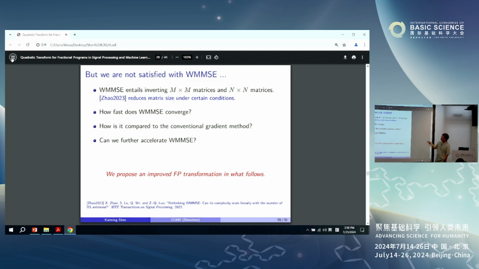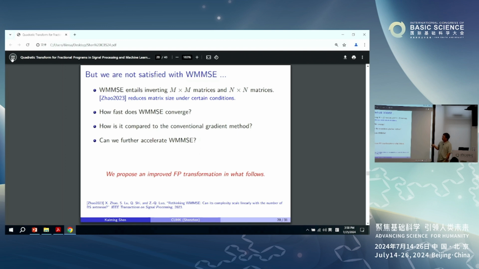Some recent works propose reducing the size of the matrix by using certain techniques. However, their methods do not always work. They require certain strong conditions. And we are also not satisfied with the theoretical aspect of WMMSE. For example, the previous two famous papers only show that the WMMSE algorithm will converge to some stationary point, but they never show how fast WMMSE converges.